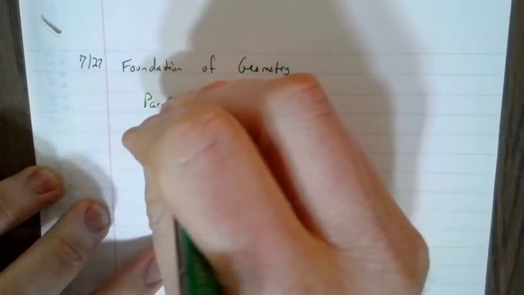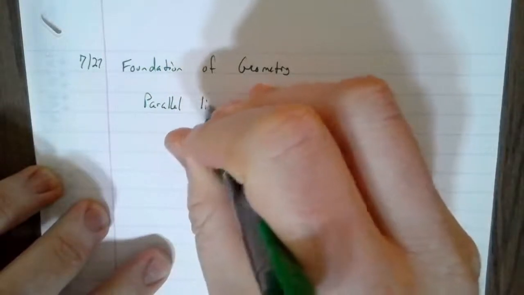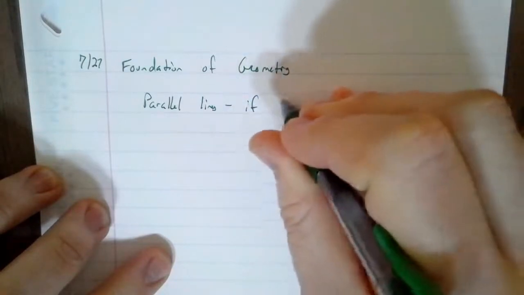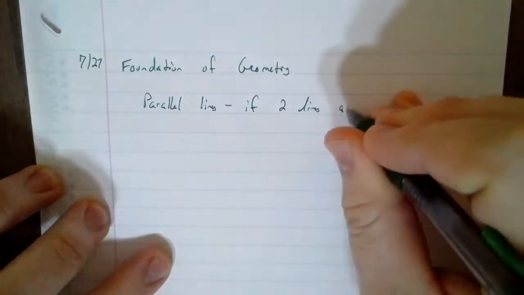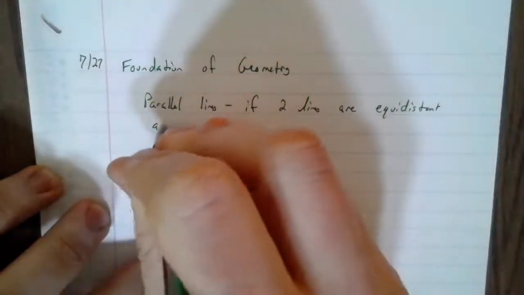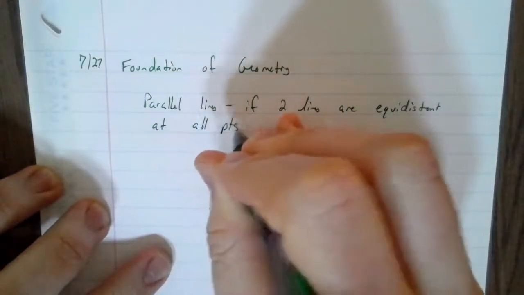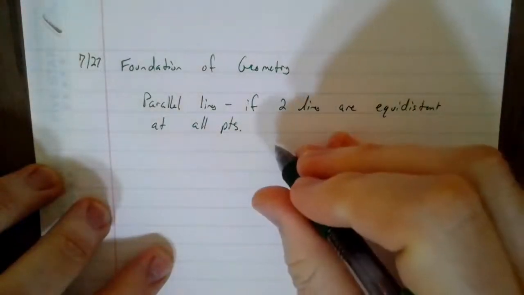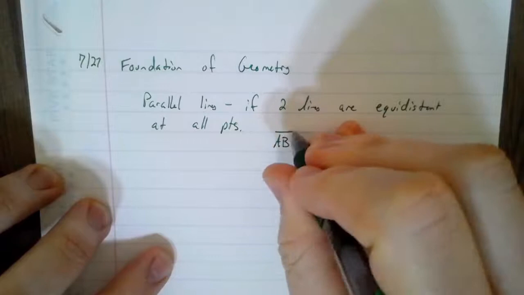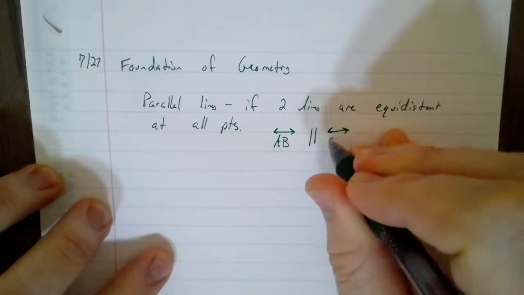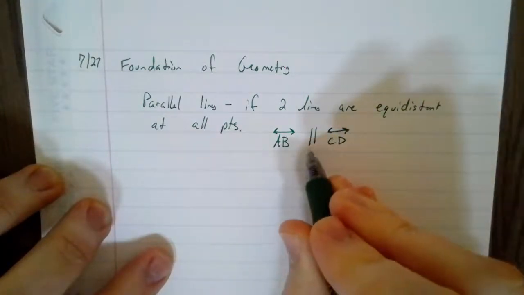Okay, so the first thing we're going to talk about are parallel lines. Parallel lines, if you have two lines that are equidistant at all points, they're said to be parallel lines. We tend to think of railroad tracks or those lines on roads. We have a notation for this, where you'd say that line AB is parallel to line CD. So these two bars mean parallel to.